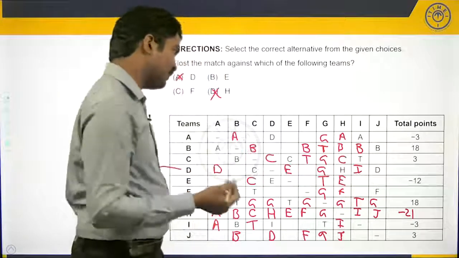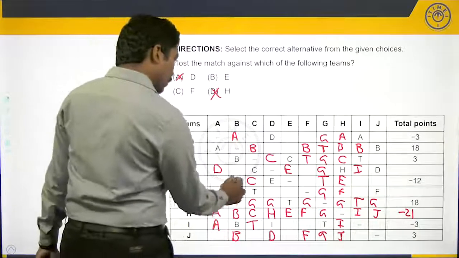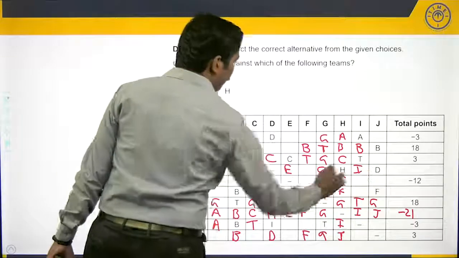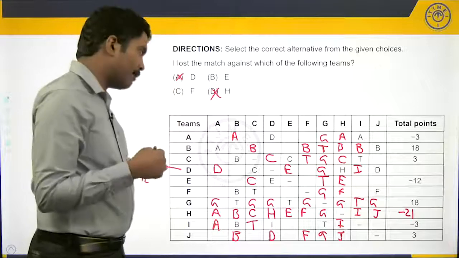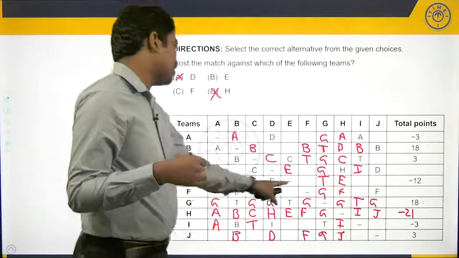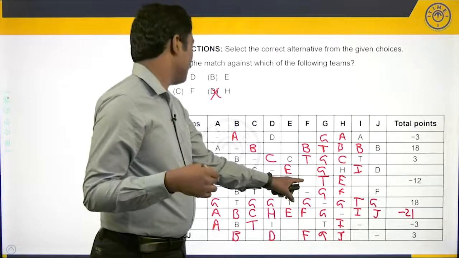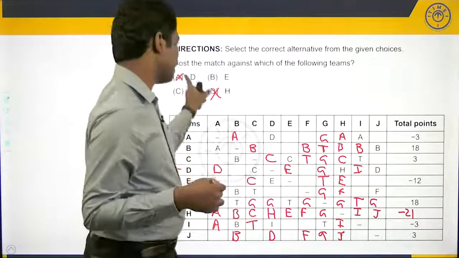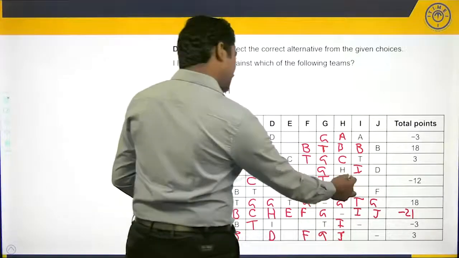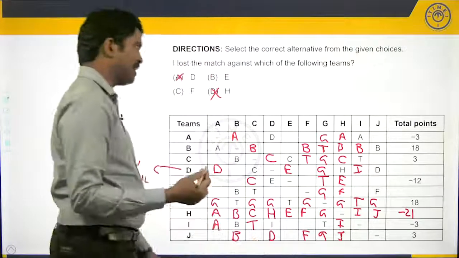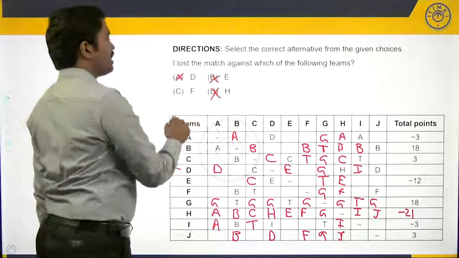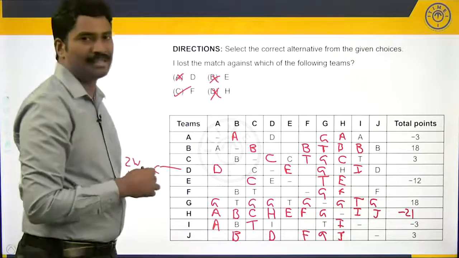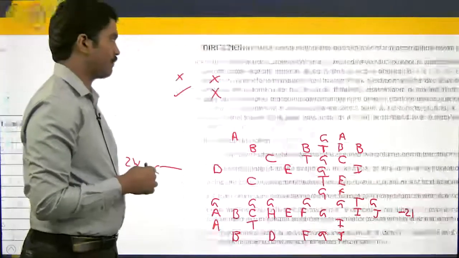If we say this, E has to lose 1, 2, 3, 4 and 5. Only if E loses the remaining 5 matches, it will go from plus 3 to minus 12. Means E has to actually lose to F. We are interested in I, right? When E plays I, E will actually lose. So I lost the match against which of the following? Definitely not E. So by elimination, we can see that I is losing to F.